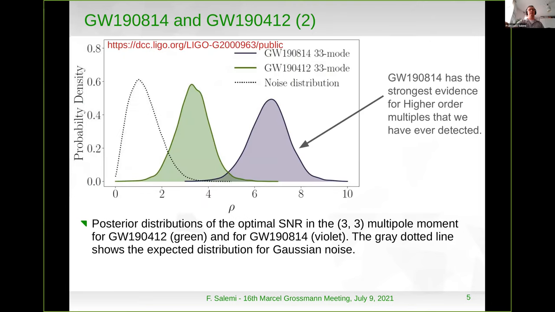And the basic idea, well, okay, that is taken from a public lecture on the very same event. That was just to show the posterior distributions for these two events. In violet, GW190814 has a posterior distribution for optimal SNR for the 3-3 multipole moment, which is fairly large, roughly between 5 and 8 or less, but that's it. And it's clearly incompatible with the Gaussian noise distribution, while the one for 190412 is still not compatible, but there's more tail of that, which would be compatible with Gaussian noise.